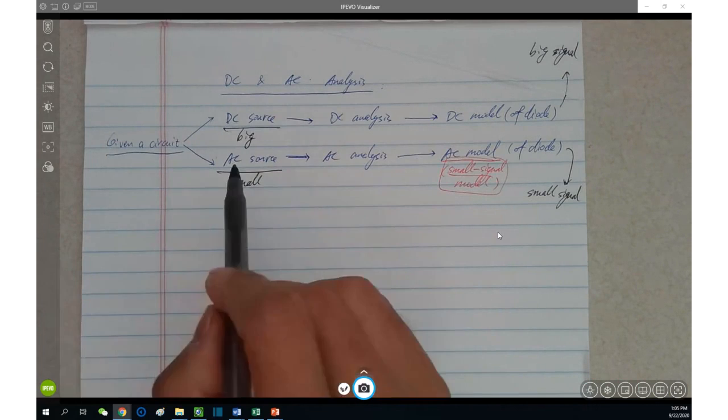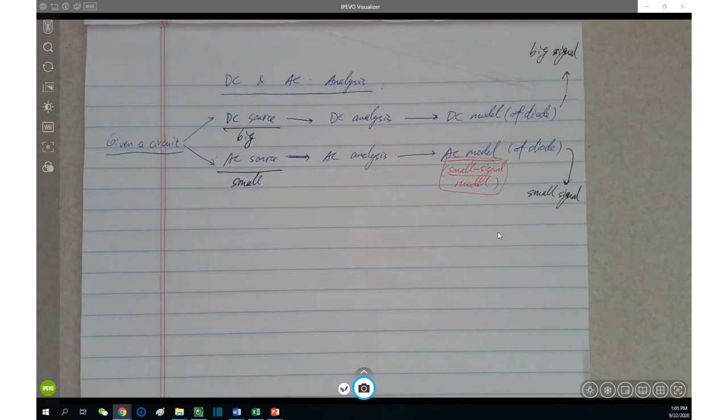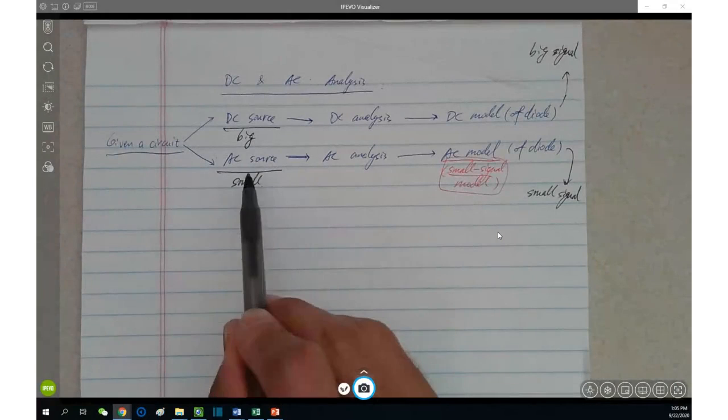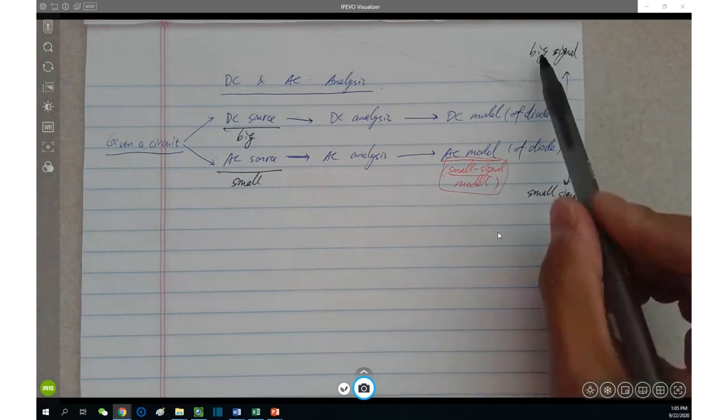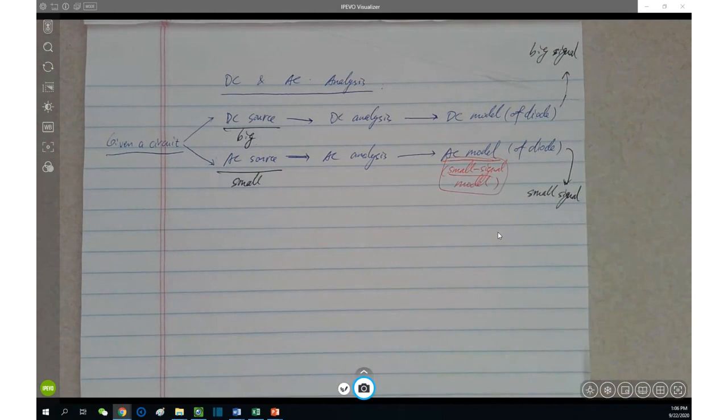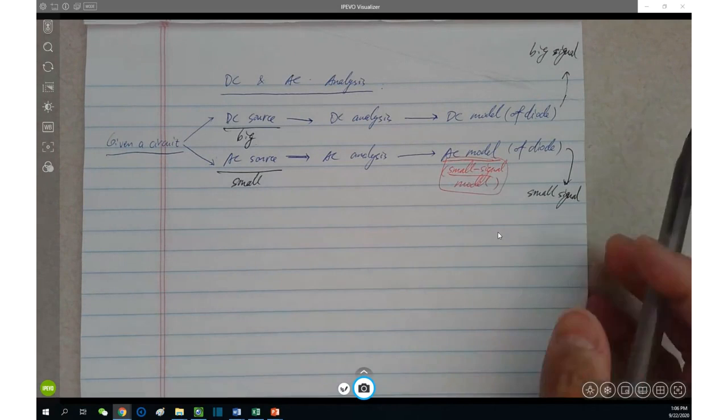In DC analysis, the DC voltage is really big, and the power is relatively bigger as well. In AC analysis, the AC source voltage is much smaller, and the power is correspondingly much smaller as well. So big or small, they do have reason. This concept needs to be very clear.